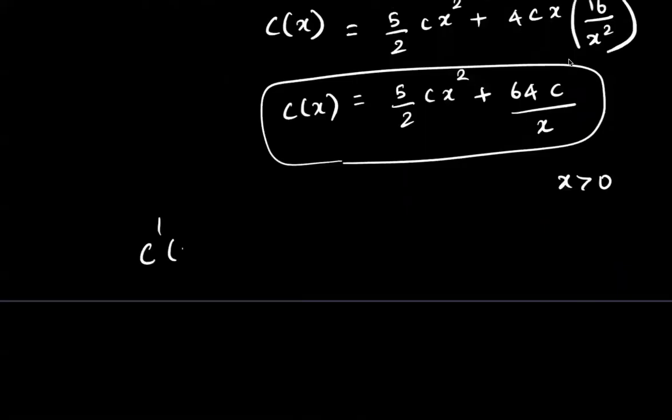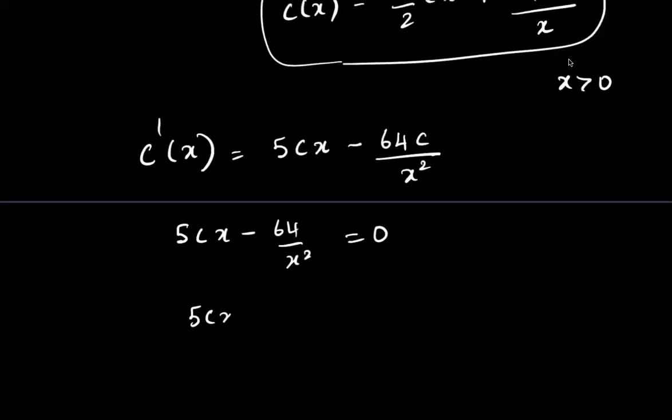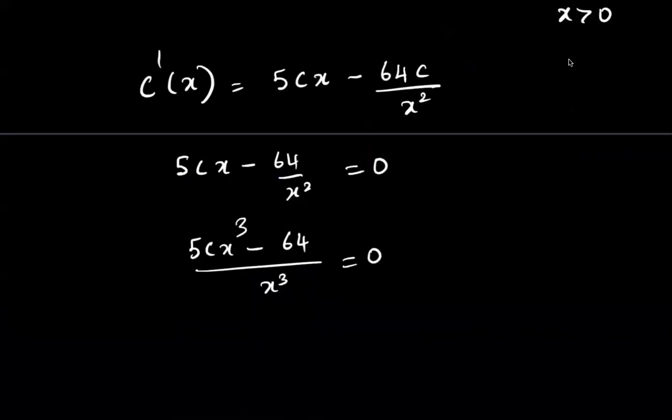I'm going to take the first derivative. So this will become 5cx minus 64c over x squared. Is that right? Okay. So now I set this equal to 0, right? Now I'm going to rewrite this like so. I'll set the numerator equal to 0 and denominator equal to 0 separately.